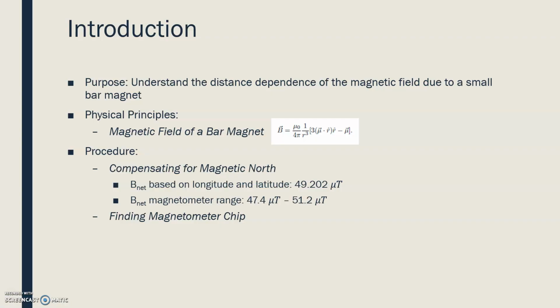The purpose of this lab is to understand the distance dependence of the magnetic field due to a small bar magnet. The formula for the magnetic field of a bar magnet derived from the Biot-Savart law will allow for us to determine the distance dependence and the magnetic moment.